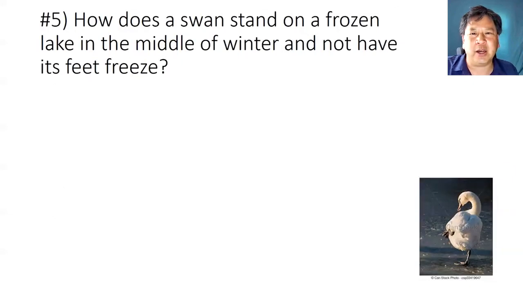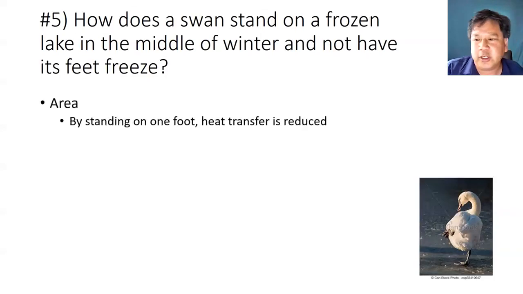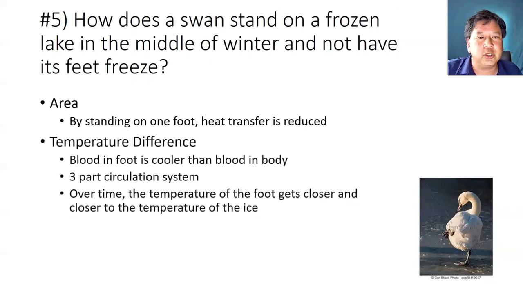Number 5 is, how does a swan, you might have seen this at times, stand on a frozen lake and not get frozen? You might see a swan standing on one foot, and of course one foot eliminates half of the heat loss that you would have if you stood on two feet. So the area is reduced. The difference between the foot and the ice is not the same as the difference between the body of the swan and the foot. They have a very special circulation system where the temperature of the leg is actually colder than the temperature of the body.